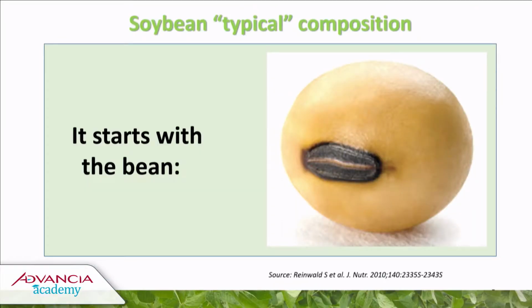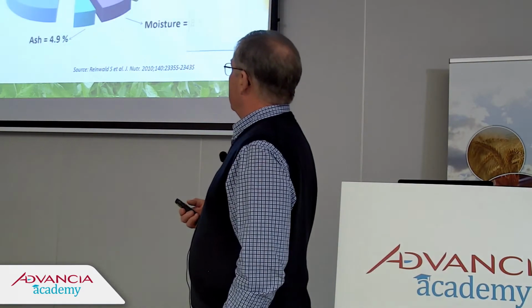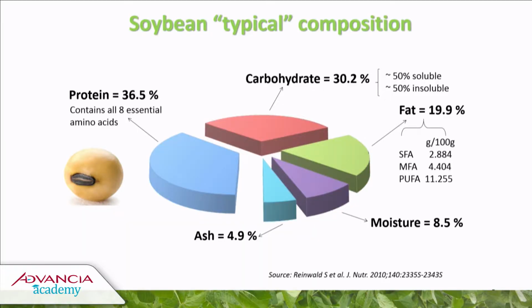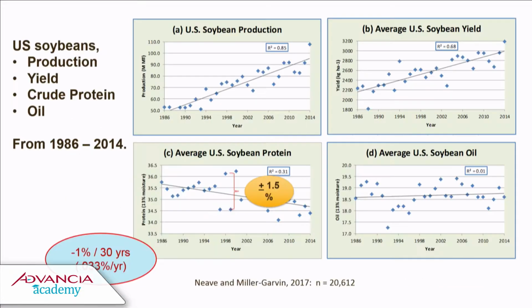So it all starts with the bean. But the topic really is not soybeans, but in order to understand the variability of soybean meal, we have to understand a little bit about the bean. We have 50% soluble, 50% insoluble. Quite a bit of that is sugars and oligosaccharides. And then we've got fat, roughly 18 to 20% fat, some ash, and 8 to 10% moisture in the typical soybean. So anyway, over the last 30 years, about a 1.5% decline in crude protein.